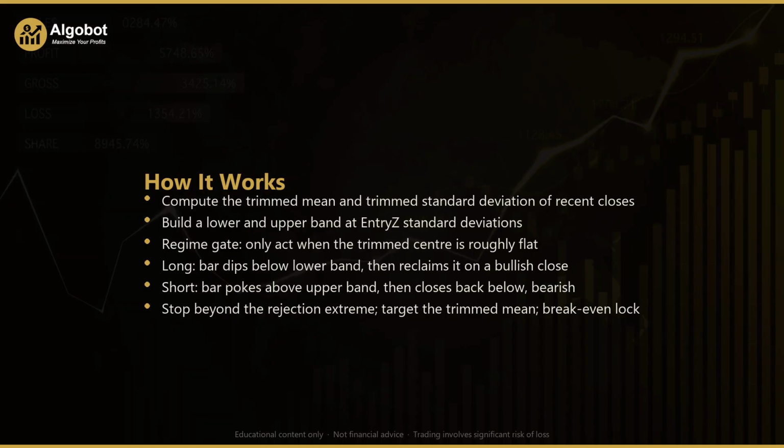Risk management is built for a small footprint. The stop is placed just beyond the rejection bar's extreme, padded by stop buffer ATR times ATR. So if the reclaim proves false, the position exits quickly for a modest loss. The target is the trimmed mean itself, the natural reversion objective, and the trade is only taken if the reward to risk clears the min target R minimum. Finally, once price travels halfway to target, the stop is pulled to break even, so a winning move is protected from turning into a loss. Only one position per symbol is held at a time, and entries are evaluated once per closed bar.